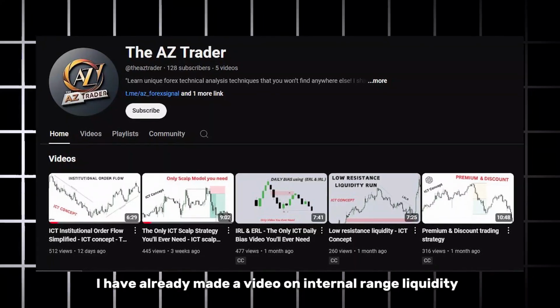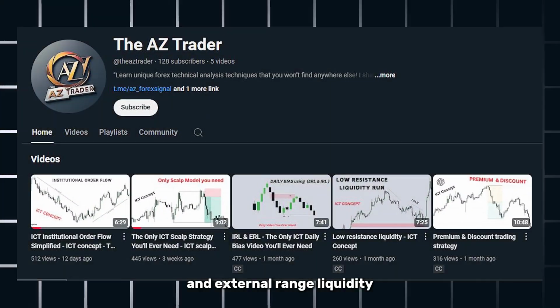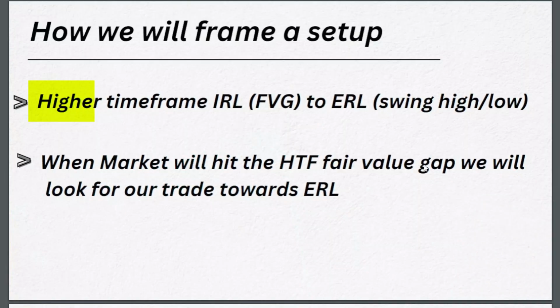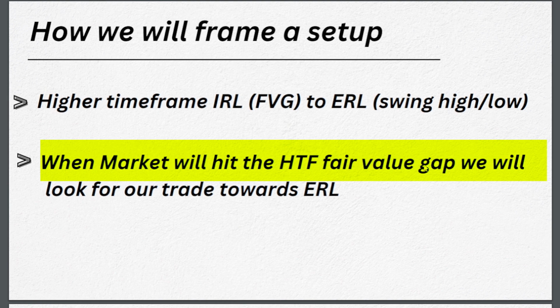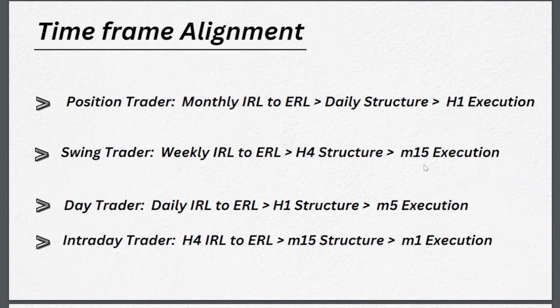I have already made a video on internal range liquidity and external range liquidity. If you have not watched that, then go and watch that first. When market hits the higher time frame fair value gap, we will look forward to trade toward external range liquidity. That means after taking out internal range liquidity, we will target external range liquidity. Now let's talk about time frame alignment.